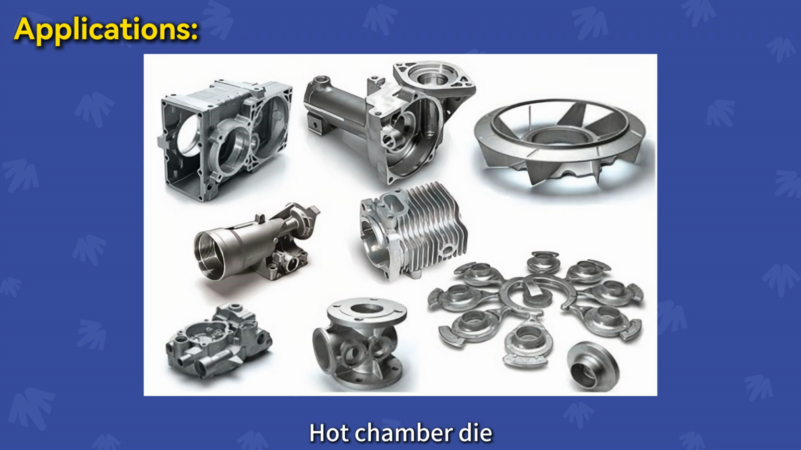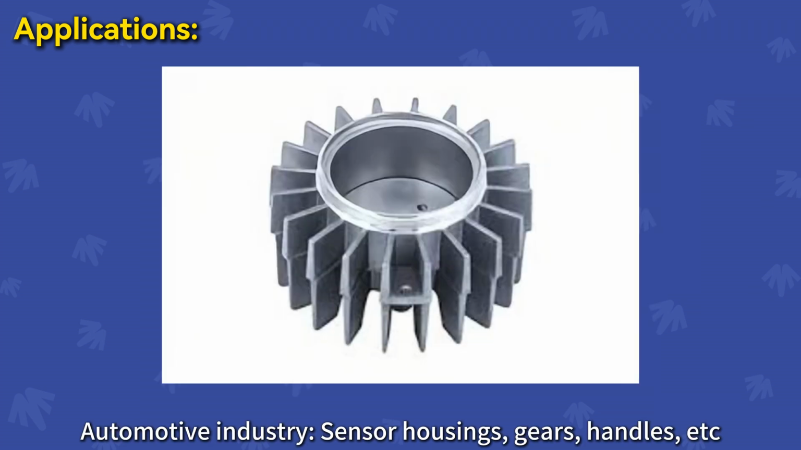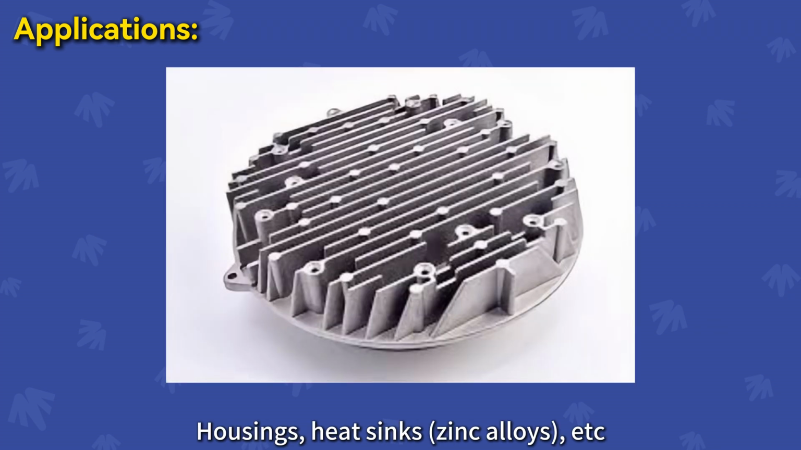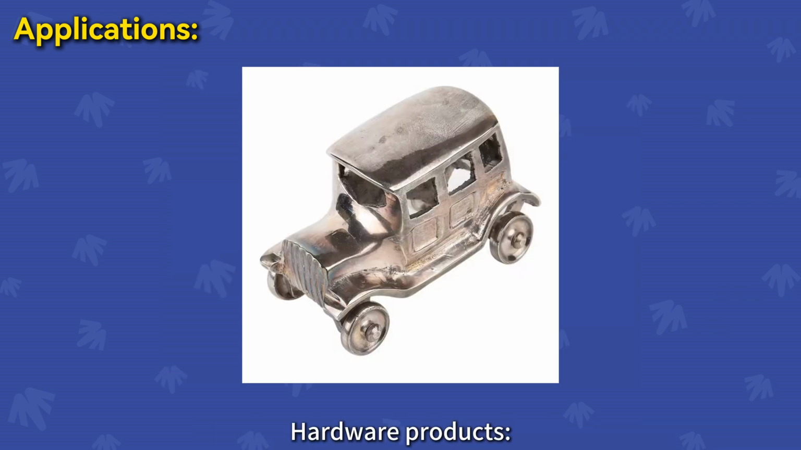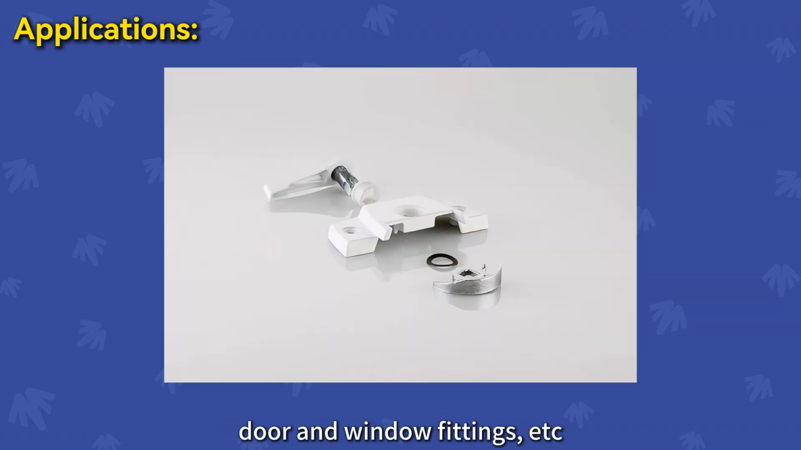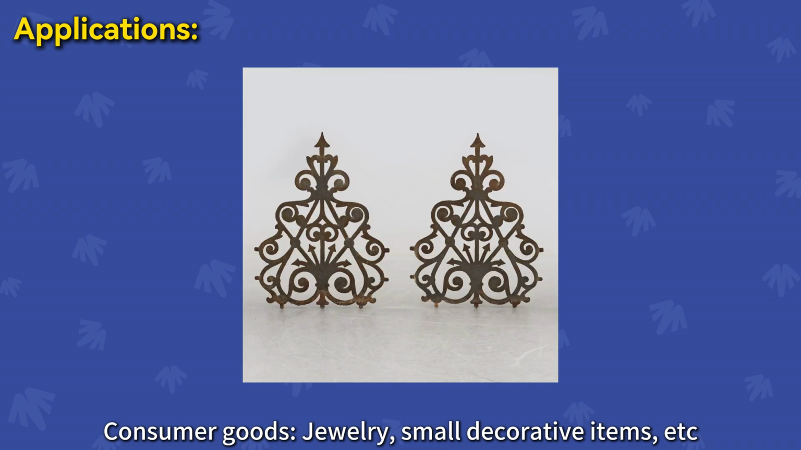Applications. Hot chamber die casting is widely used in industries requiring large volumes of small, complex parts. Automotive industry: sensor housings, gears, handles, etc. Electronics and appliances: housings, heat sinks, zinc alloys, etc. Hardware products: toy models, faucet components, door and window fittings, etc. Consumer goods: jewelry, small decorative items, etc.